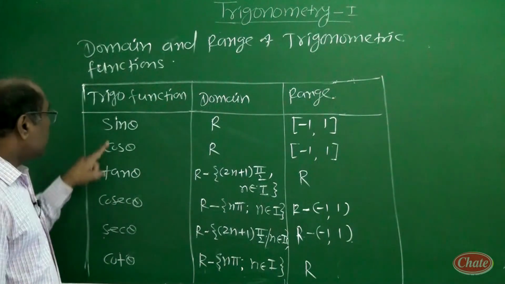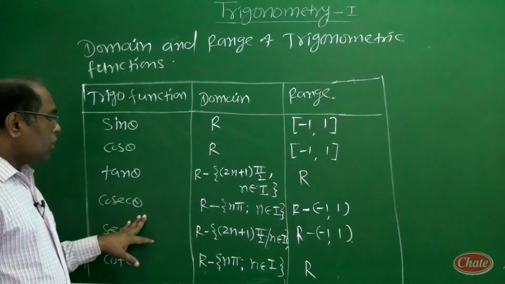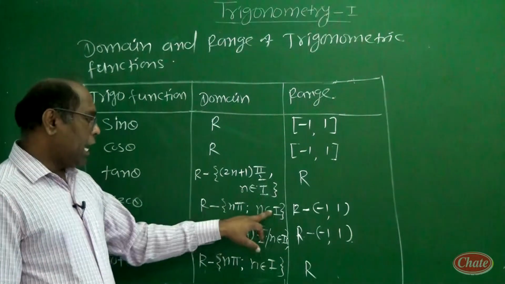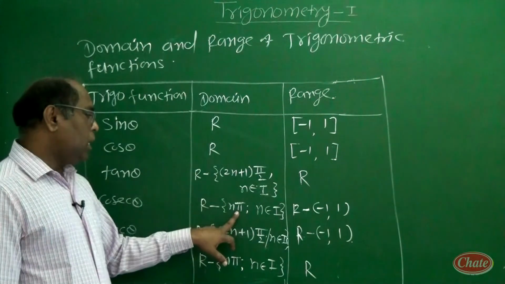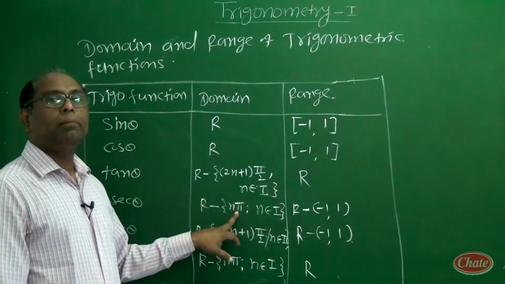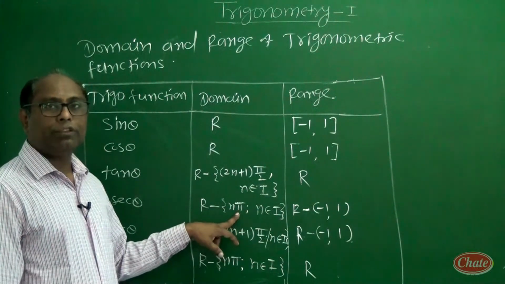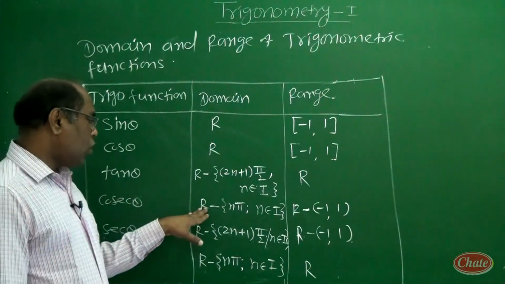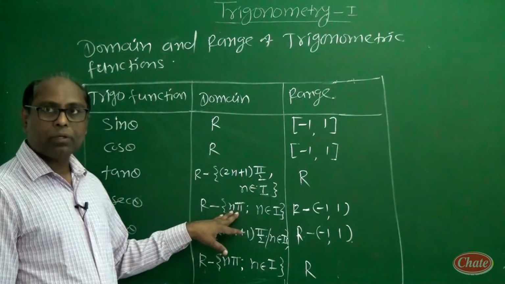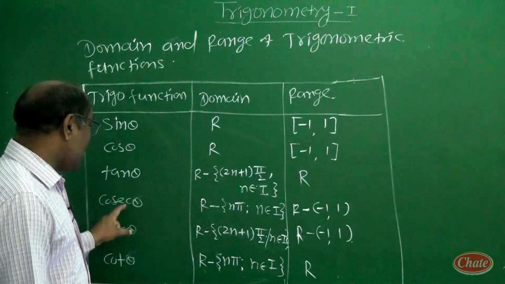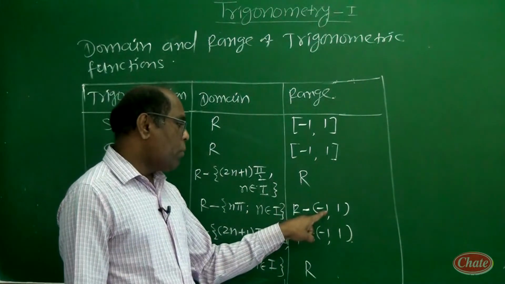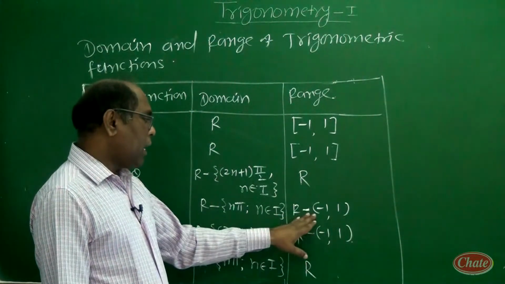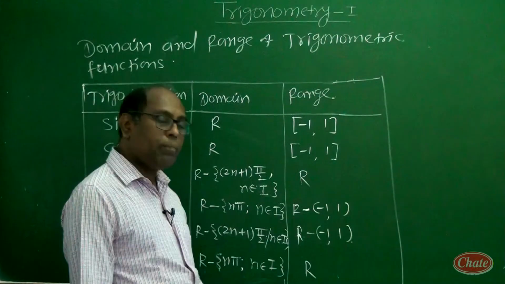Okay, the function cosec theta. The domain of cosec theta is R minus n pi, where n belongs to I. n pi means the integral multiples of pi, meaning pi, 2 pi, 3 pi, 4 pi, etc. So cosec theta is defined for R minus n pi, and its range is R minus the open interval minus 1 comma 1.